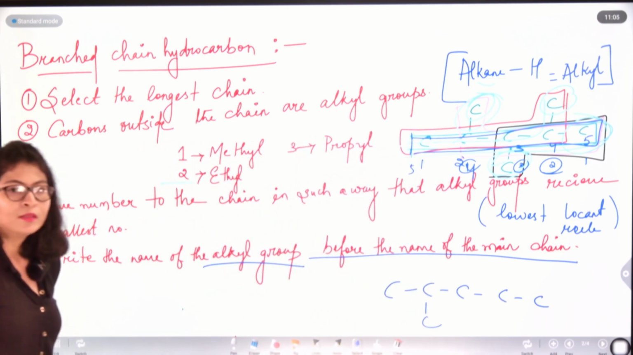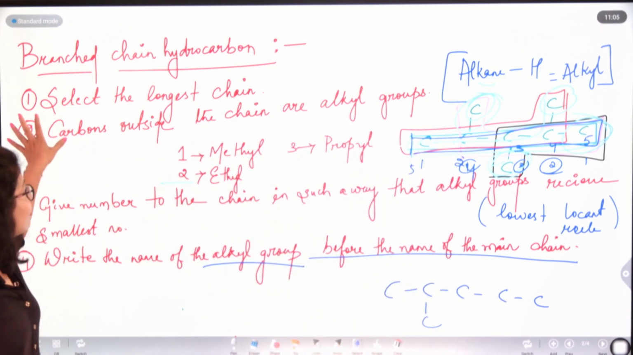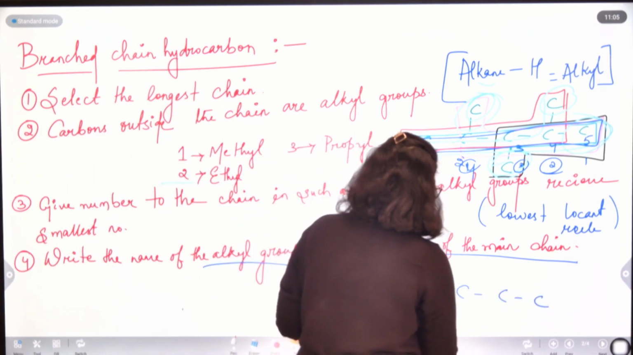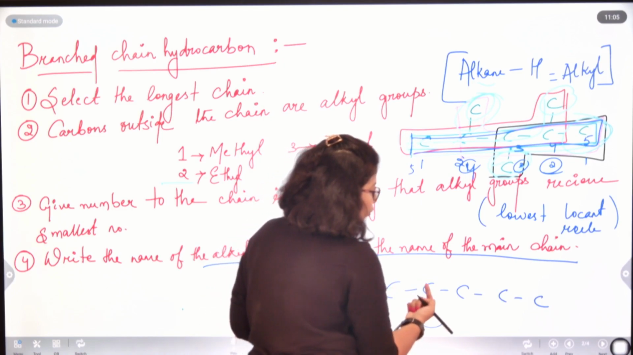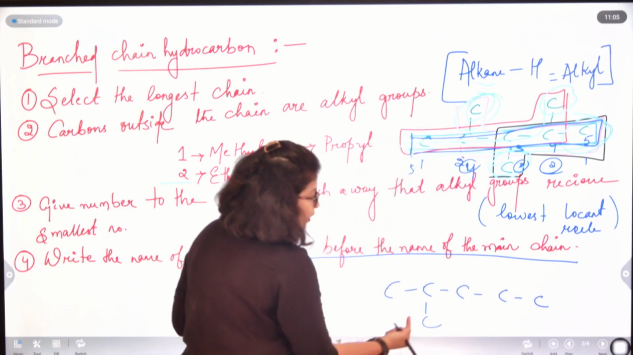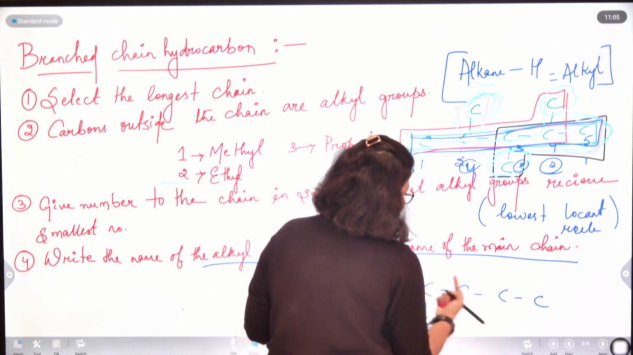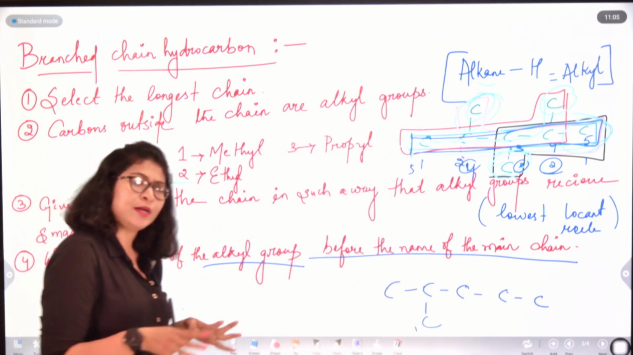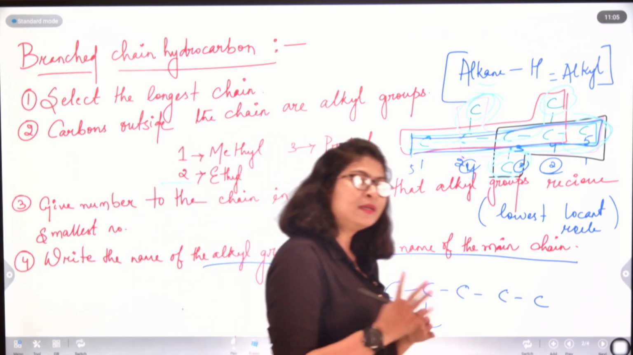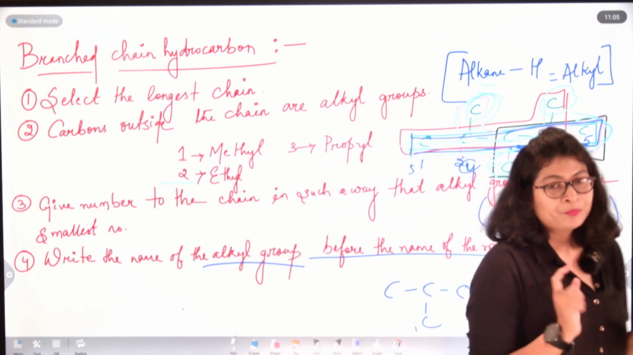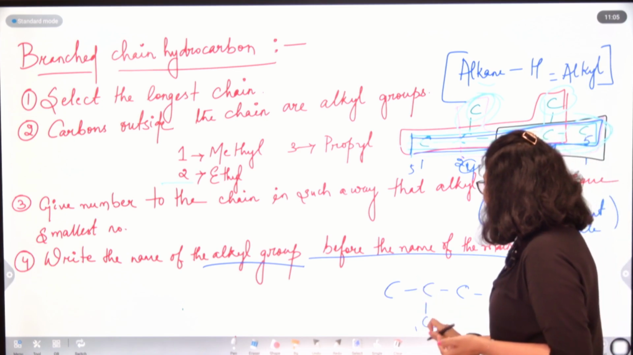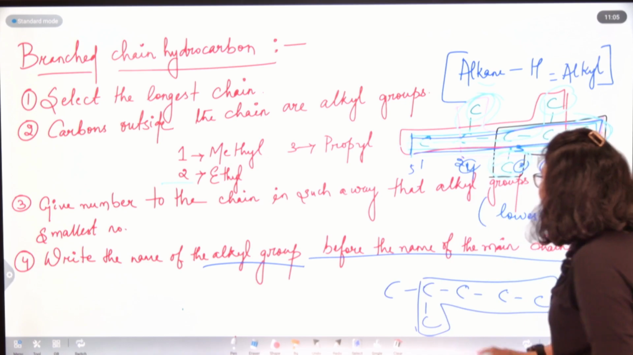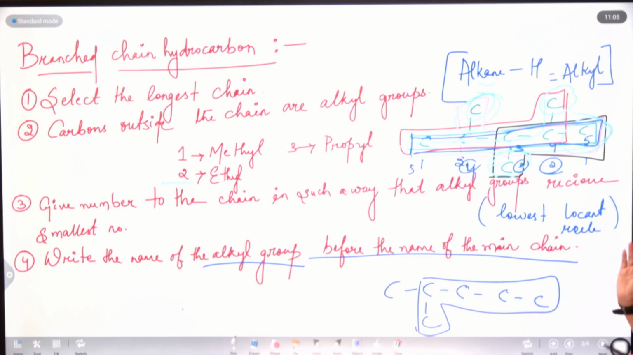Now, my rule says I will have to find the longest carbon chain. If I go from this side and consider this as my main chain, I get 1, 2, 3, 4, 5 carbon atoms. If I go from this side also, I get 1, 2, 3, 4, 5. In both cases I get 5 carbon atoms in my chain, so any chain can be considered as my primary chain. To avoid confusion, let me choose this one as my longest chain.